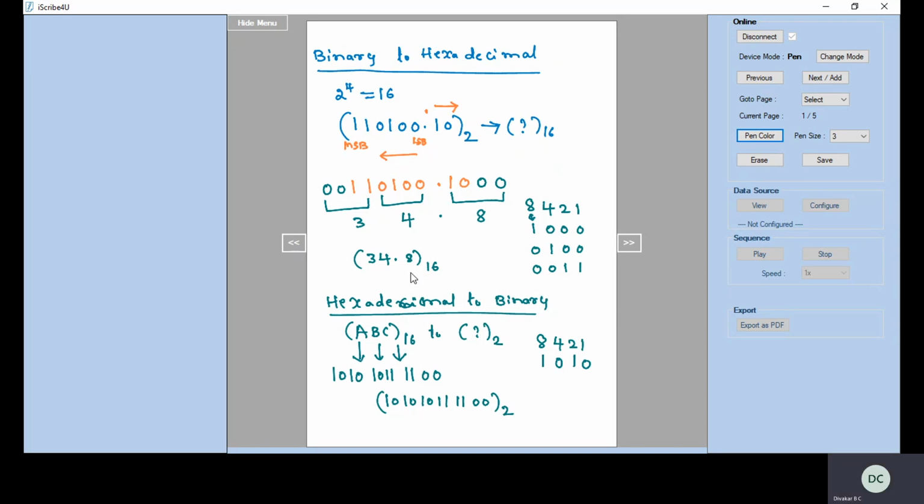Next conversion is decimal to hexadecimal conversion.